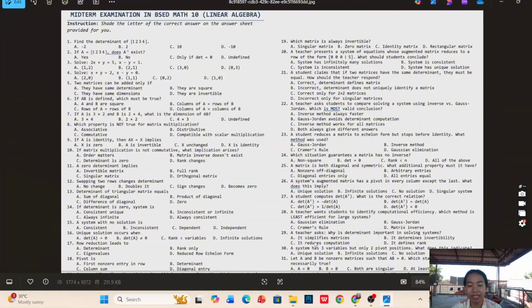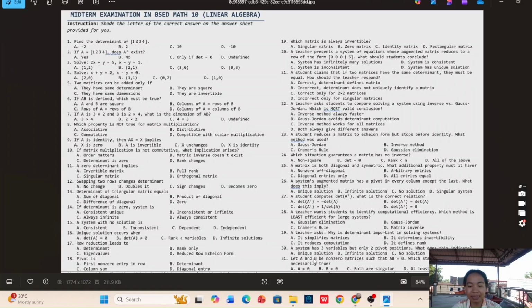Number 29. A teacher asks, why is determinant important in solving systems? The correct answer for number 29 is letter B. Determinants help determine whether a matrix is invertible. So letter B is the answer for number 29.